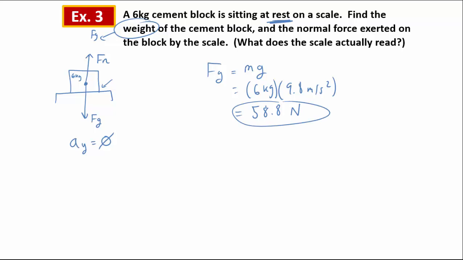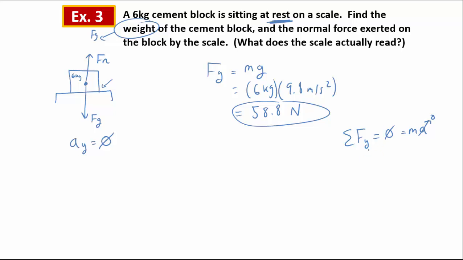So once I have that, I need to find the normal force. If there's no acceleration and there's only two forces vertically, the book would say the net force in the y direction is 0. The reason it's 0 is because the acceleration is 0. So in the vertical direction, all the forces add up to 0, the vector sum of the forces, so that includes their direction.